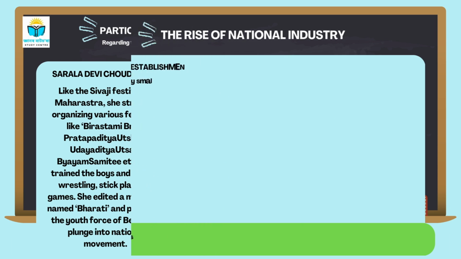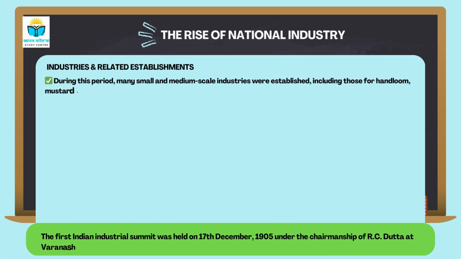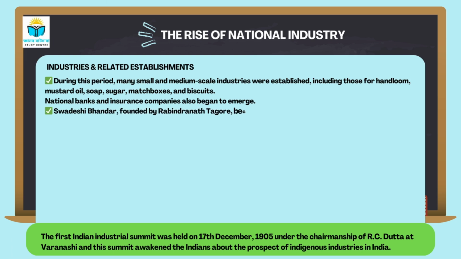The rise of national industry. The Swadeshi movement gave a strong boost to Indian industries, encouraging economic self-reliance. During this period, many small and medium-scale industries were established, including those for handloom, mustard oil, soap, sugar, matchboxes, and biscuits. National banks and insurance companies also began to emerge.